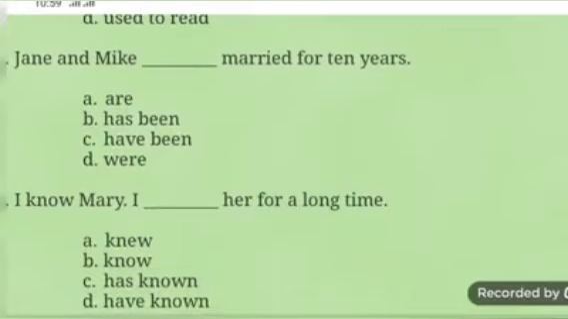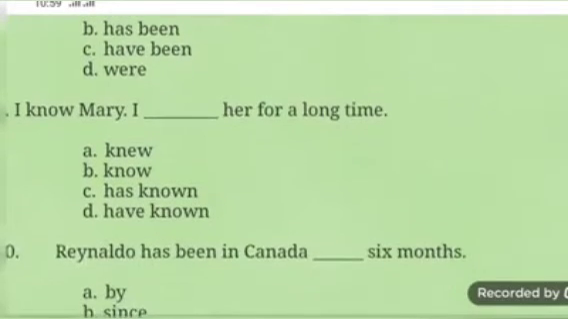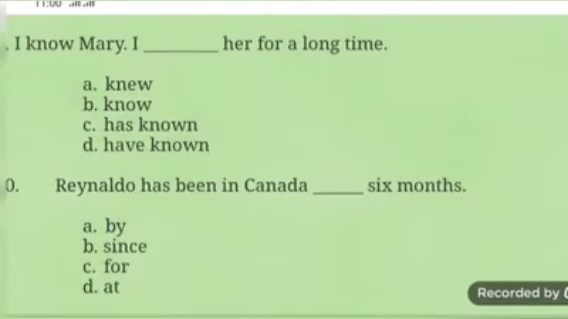Next one, I know Mary. Okay, I blank her for a long time. So remember this one, for a long time. For, this must be a present perfect tense, and this, I have known her for a long time. Okay, so I is a plural form, so it must take a plural verb. Next one, Reynaldo has been in Canada.